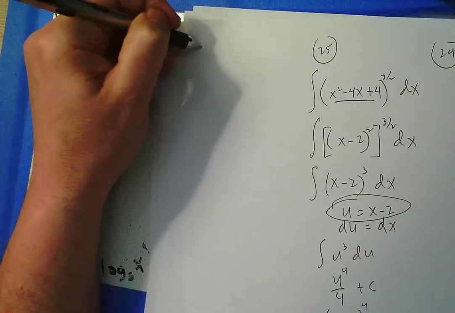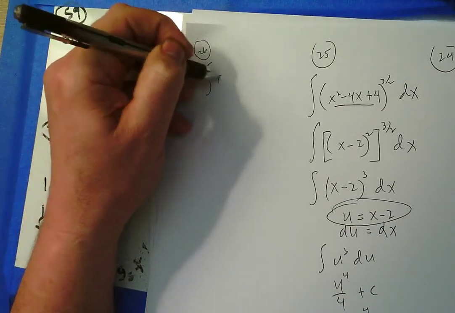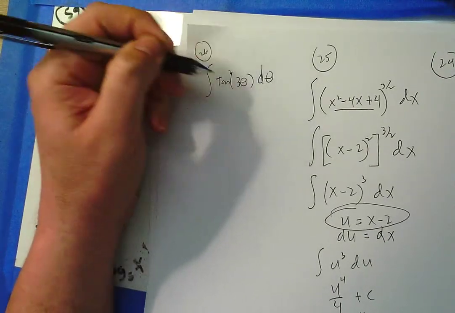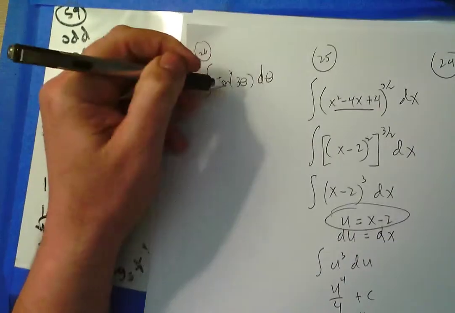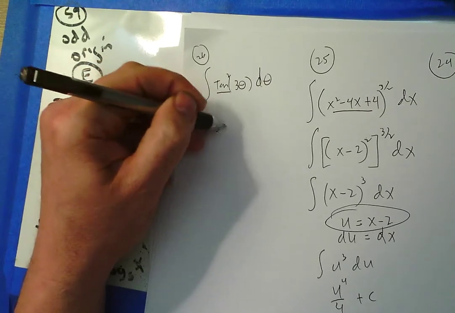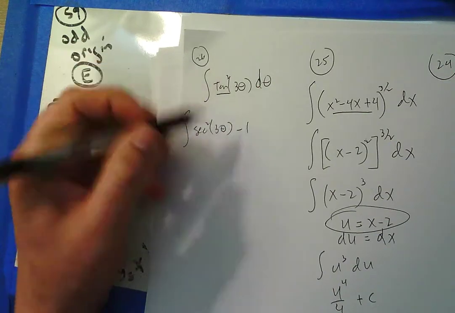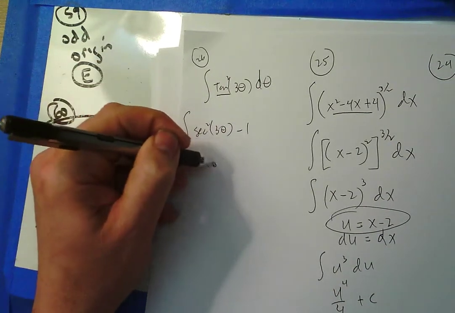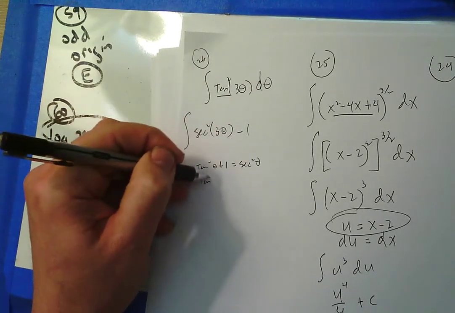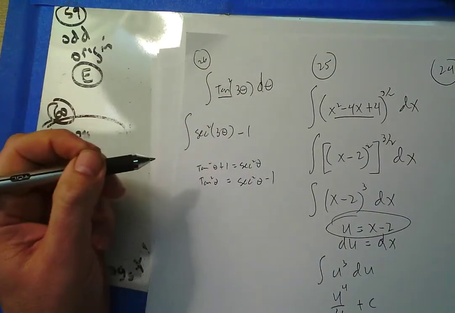Okay, 26. Another problem with a star. The integral of tangent squared 3 theta d theta. Look, if you don't do this one as secant squared 3 theta minus 1, because you're using the trig identity, tangent squared theta plus 1 equals secant squared theta, therefore tangent squared theta equals secant squared theta minus 1.